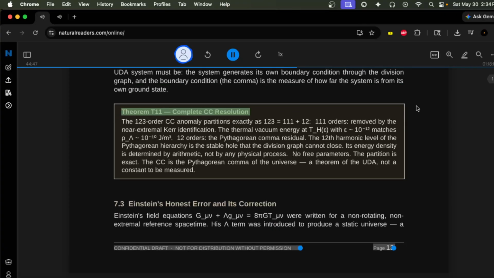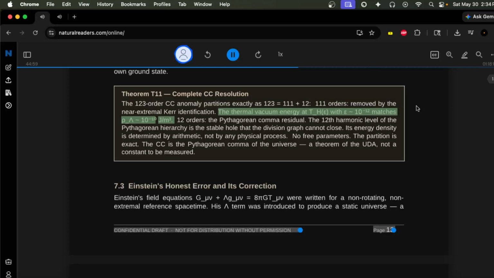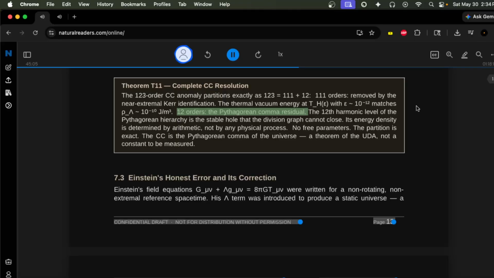Theorem T11, complete CC resolution. The 123-order CC anomaly partitions exactly as 123 equals 111 plus 12. 111 orders are removed by the near-extremal Kerr identification. The thermal vacuum energy at T_H with epsilon approximately 10 squared matches rho lambda, approximately 10 J per cubic meter. 12 orders, the Pythagorean residual.